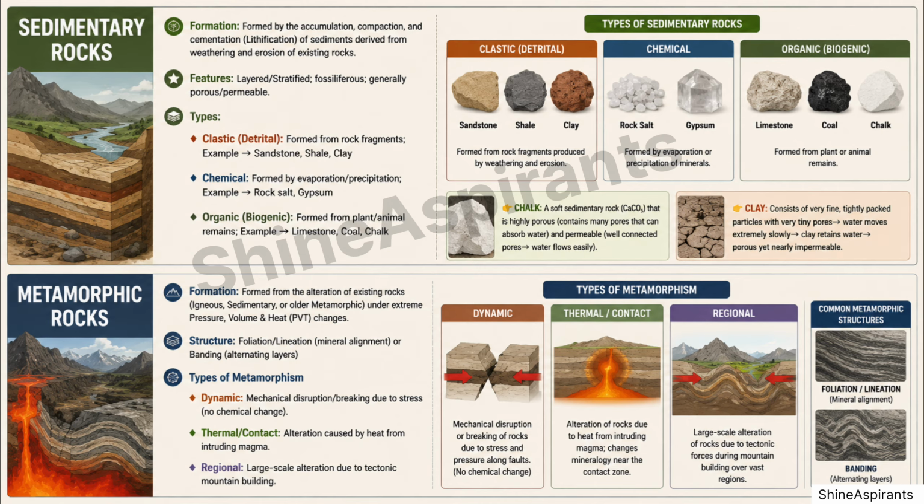Metamorphic rocks. Formation: metamorphic rocks are formed by the alteration of existing igneous, sedimentary, or older metamorphic rocks under extreme changes in pressure, volume, and heat. Structure: they commonly show foliation, lineation, or banding. Types of metamorphism. Dynamic metamorphism, mechanical breaking due to stress without any chemical change. Thermal or contact metamorphism, alteration caused by heat from intruding magma. Regional metamorphism, large-scale alteration caused by tectonic mountain building processes.